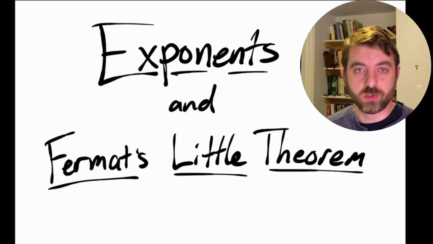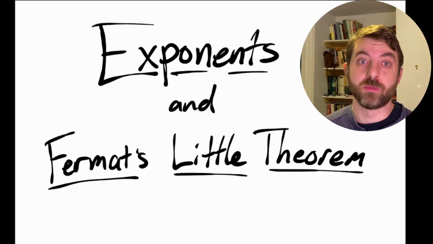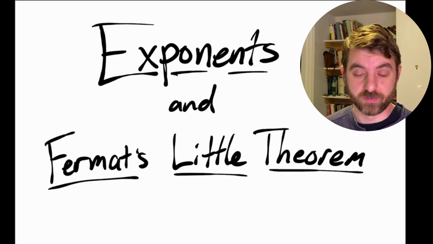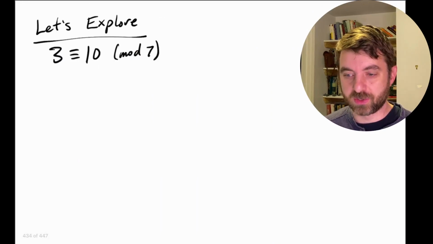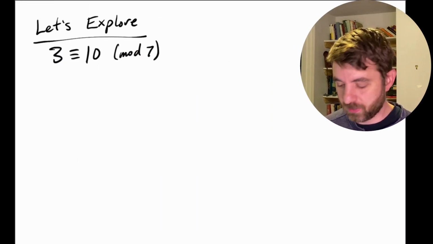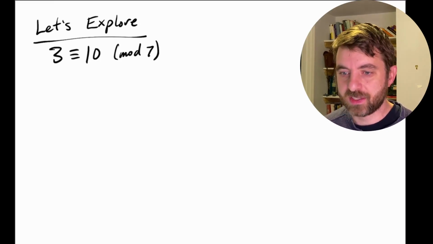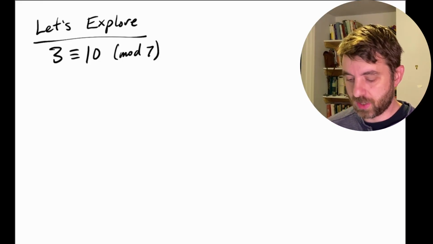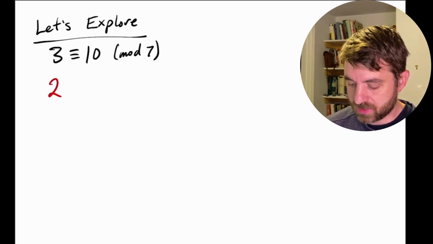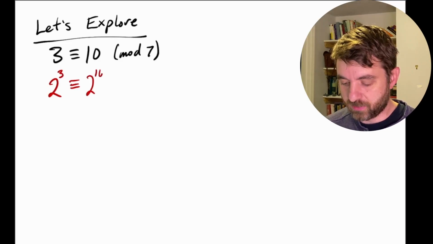So we're ready to move on to exponents and show how to reduce exponents in modular arithmetic. And one of the main tools we're going to use is something called Fermat's little theorem. Eventually, we'll also see a generalization of this. Here's how it goes. Before I tell you exactly what the theorem is, we're going to explore a little bit and maybe see how we might invent it. So I have these numbers 3 and 10, and they're equivalent mod 7. So I might hope that maybe I can use this equivalence for exponents, right?